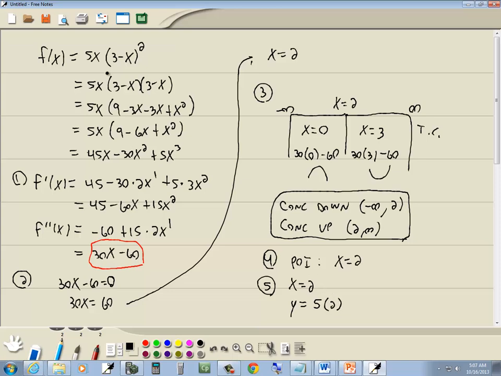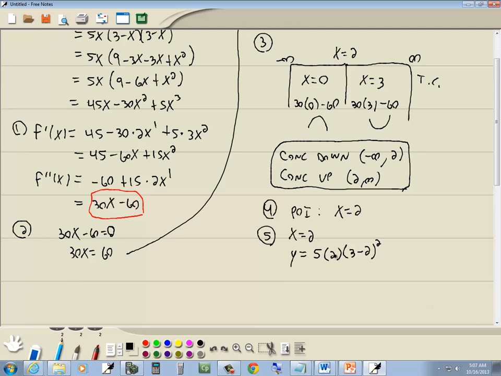Put 2 in everywhere I have an x, so 5 times 2 times 3 minus 2 to the second power. 5 times 2 is 10. 3 minus 2 is 1. 1 squared is 1. 10 times 1 is 10. So our POI is (2, 10). So that's the second part of our answer.